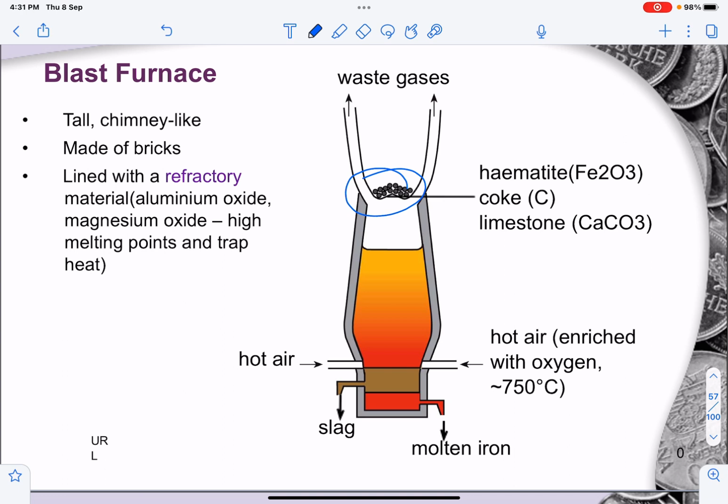Oxygen or hot air will be given from this area here, as we are doing a lot of heating and combusting, and therefore you will need a lot of oxygen. Slag and molten iron. So molten iron is the one that we actually want to collect, whereas slag is the other impurity.